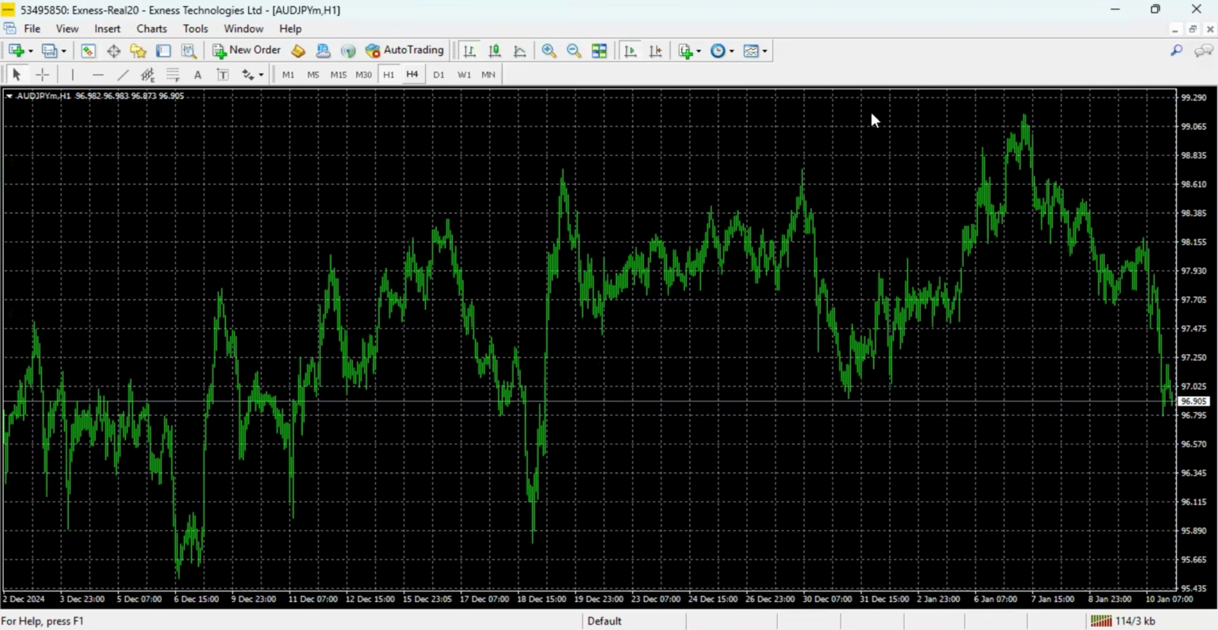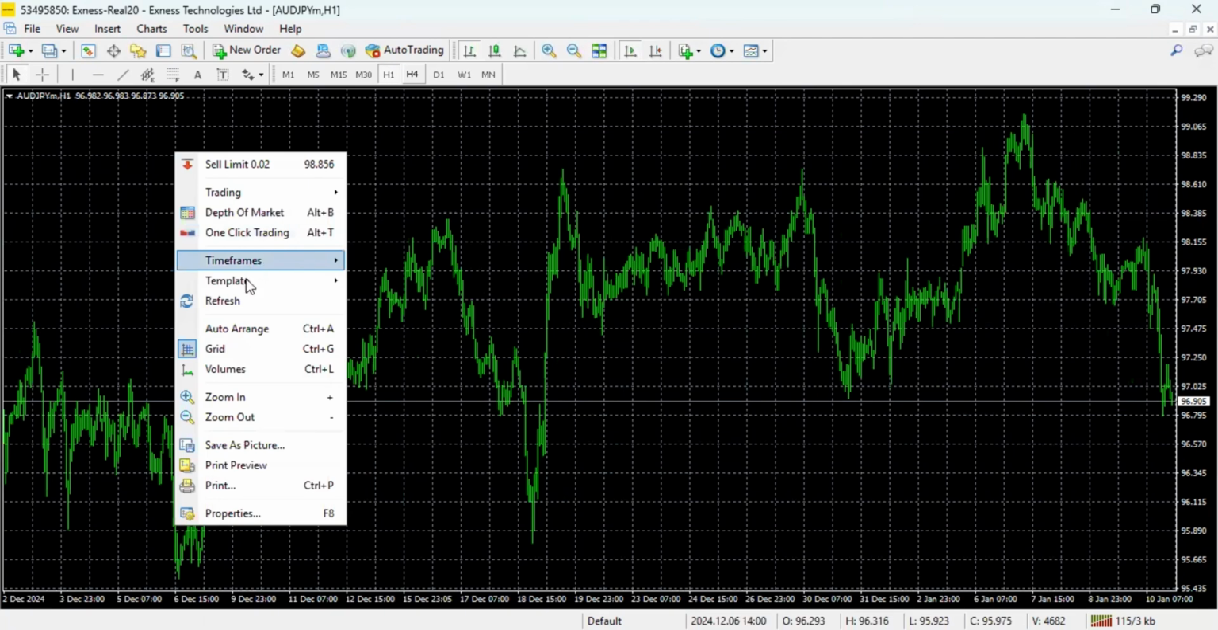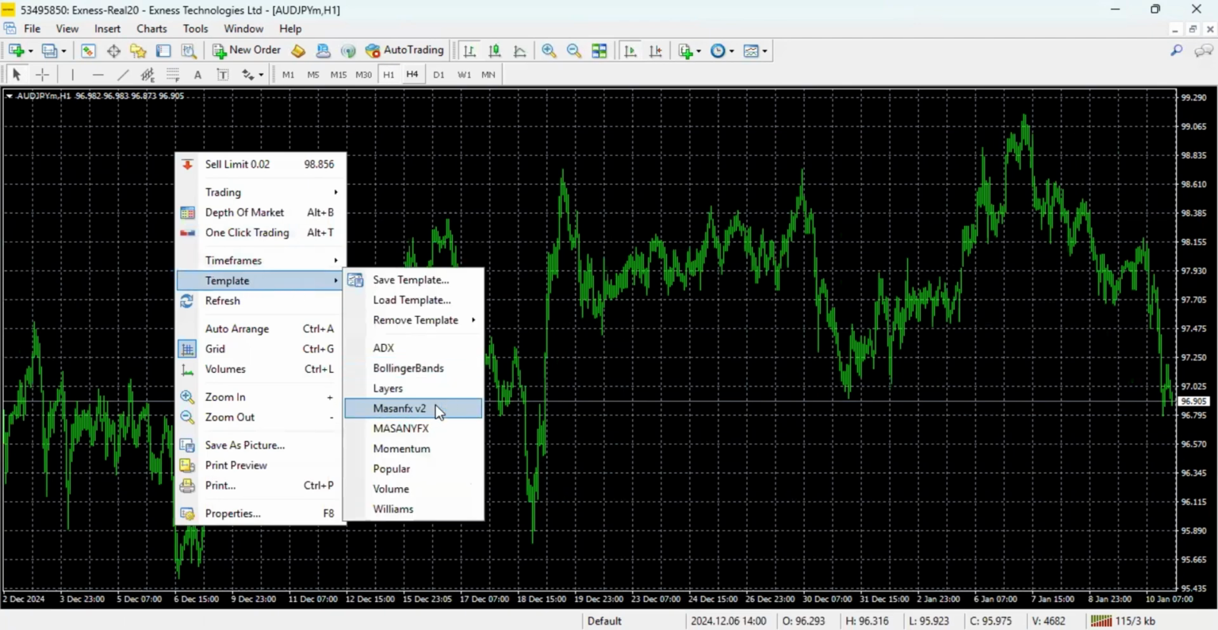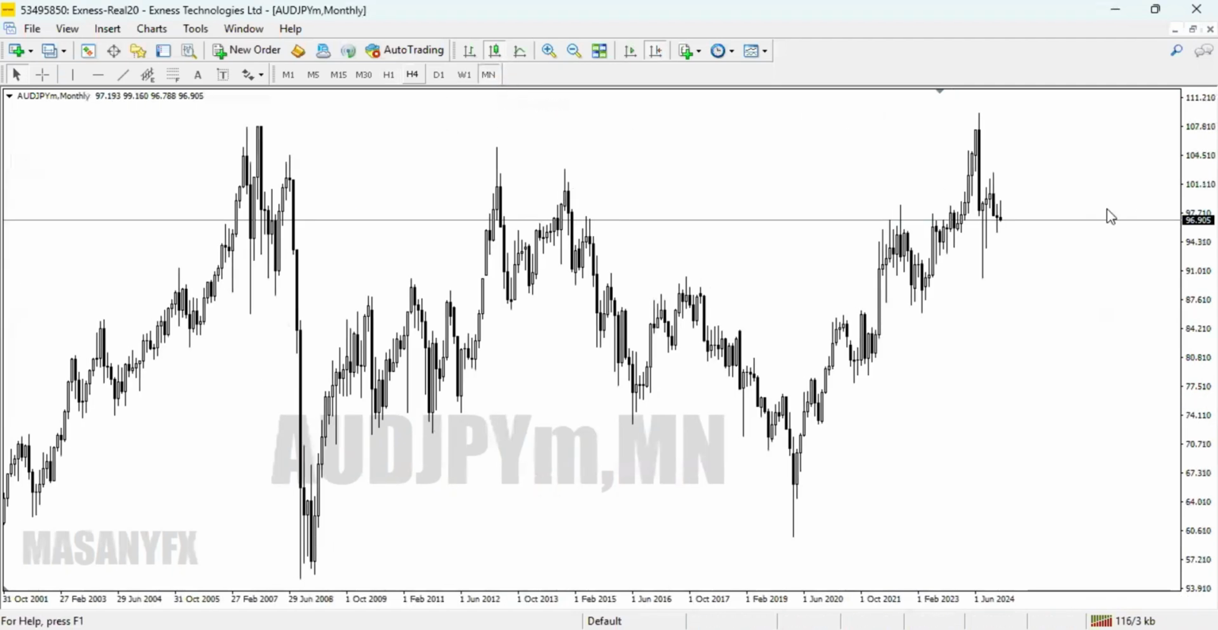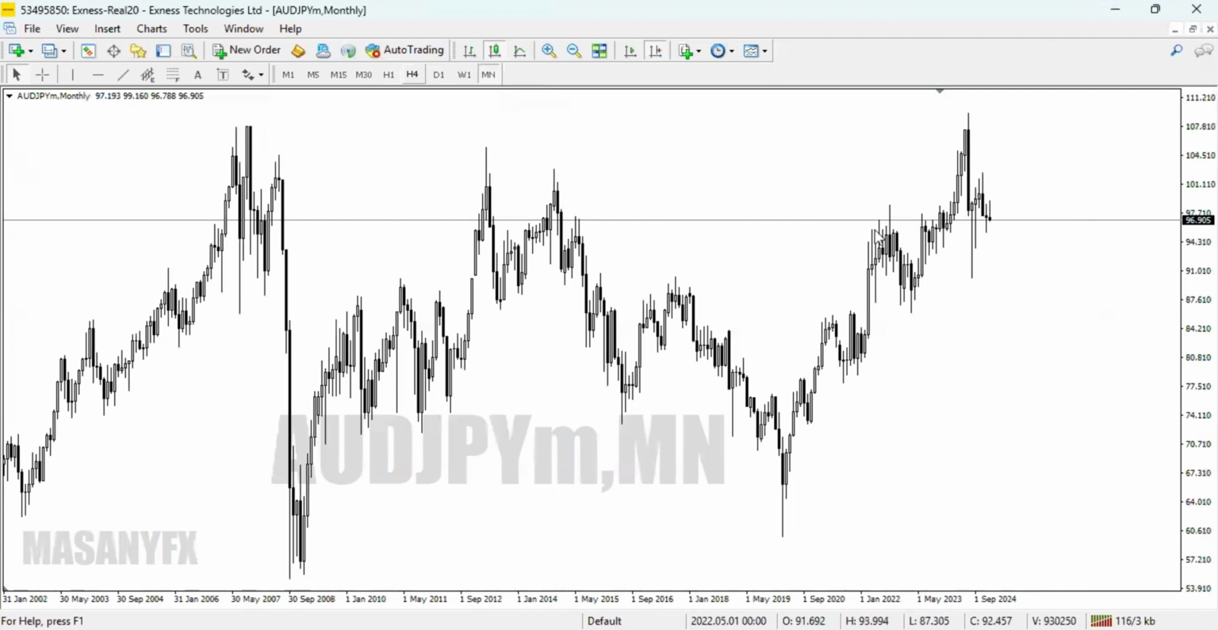Why is this thing on mouse? Hello, it's here, no problem. So I have Euro, I have AUDJPY here. Just want to see what is happening in AUDJPY starting from monthly time frame.